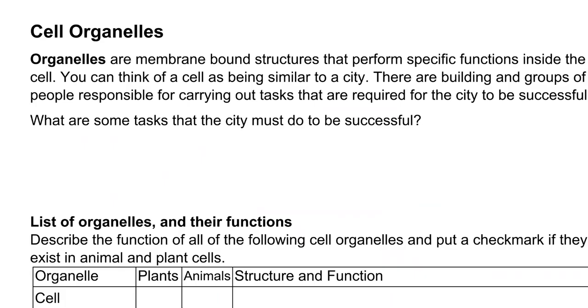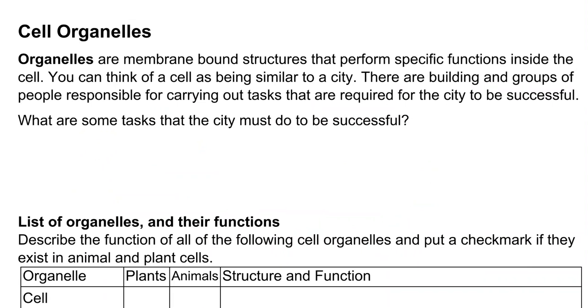So cell organelles are those membrane-bound structures that we were talking about earlier. They perform specific functions inside the cell. You can think of the cell as being similar to a city. There are buildings and groups of people or groups of organizations that are responsible for carrying out tasks that are required for the city to be successful. What are some tasks that the city must do to be successful?